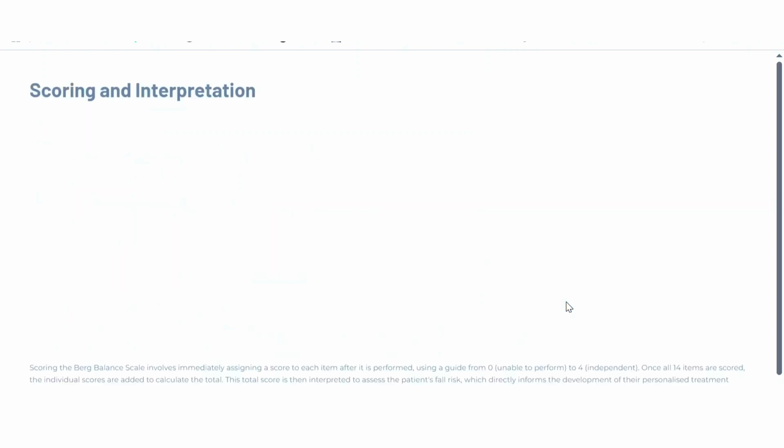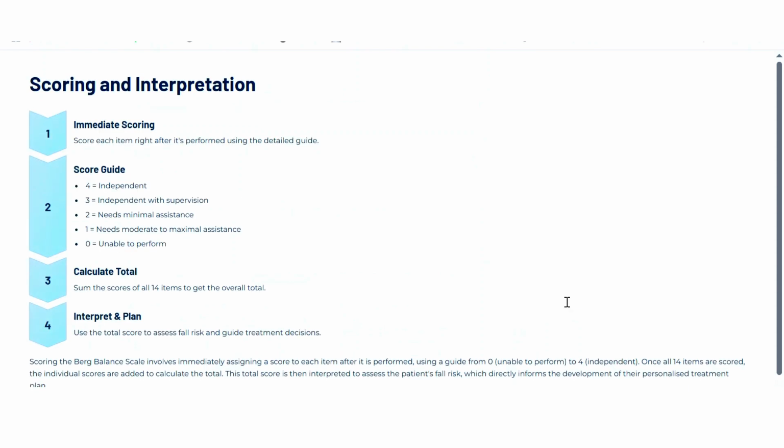So this is the scoring and interpretation, as we have discussed before. Score each item right after it's performed using a detailed guide. Okay, the score guide, as we have discussed: 0 means unable to perform. 1 means needs moderate to maximal assistance.